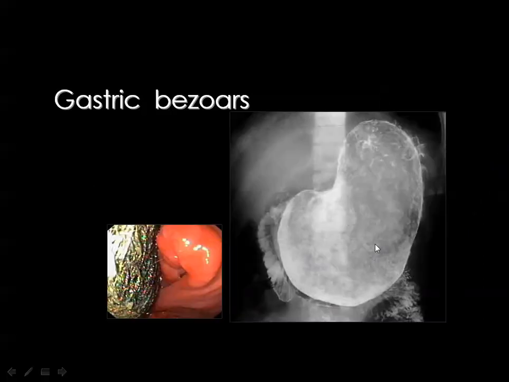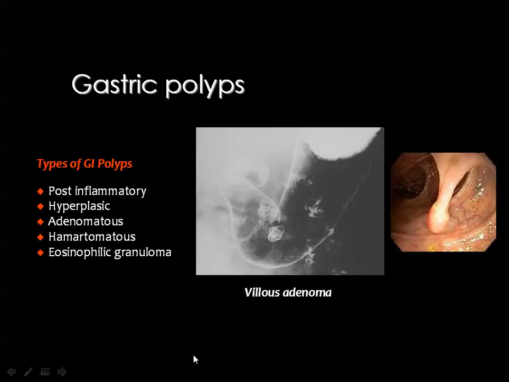This is the barium, and this is the endoscopic appearance of gastric bezoar, made of some plastic threads which are indigestible, that has accumulated inside the stomach, blocking the whole cavity of the stomach. Then we came to the polyps, and you know that polyps may be benign and may be malignant.